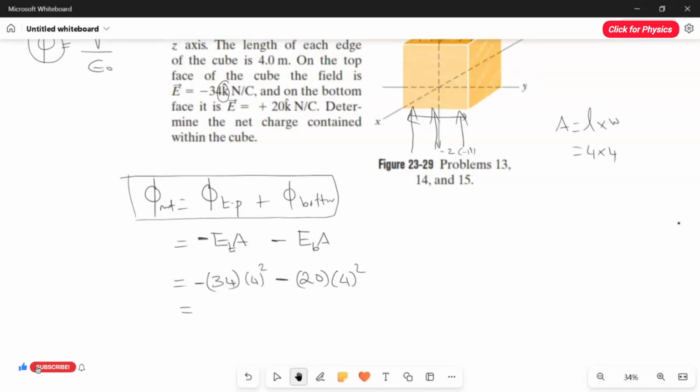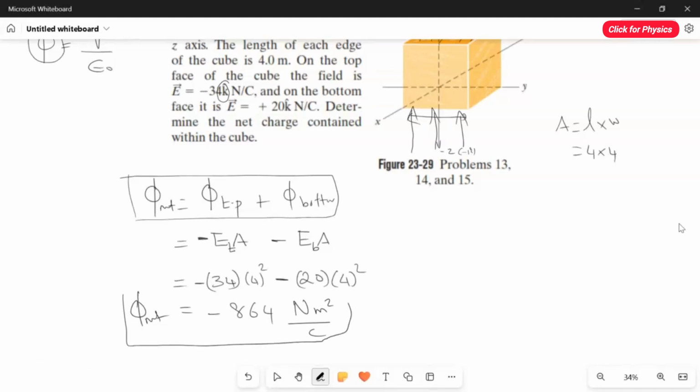So let's see what is the answer here. Minus 34 multiplied by 16, so minus 20 multiplied by 4 square, which is 16. So the answer here I got for the net flux is minus 864. What's the unit? The unit for the flux is Newton meter square over Coulomb. So this is our net flux.